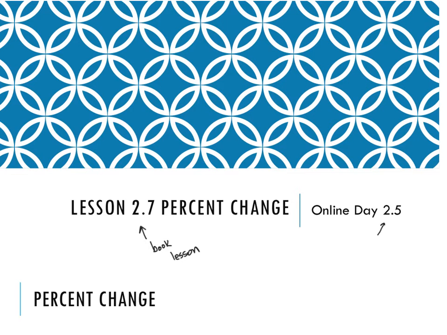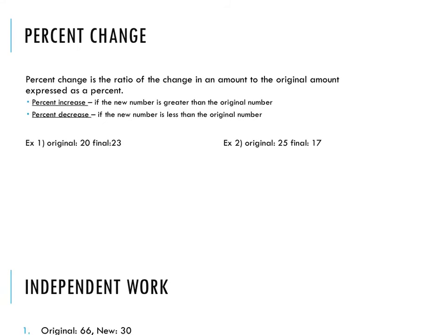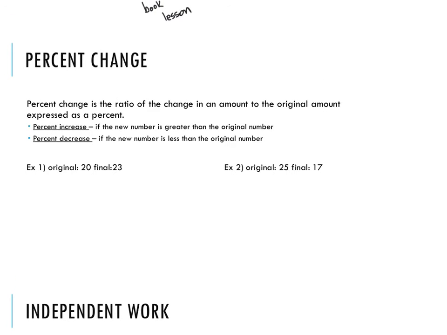Let's get started. Now the first thing you got to know about percent change is the definition. Sounds obvious? I know. And the definition of percent change is the ratio of the change in an amount to the original amount, expressed as a percent. Okay, but it's mainly the change between the 2 amounts, the old one and the new one. Now, when your new number is greater than the original number, that's percent increase. When the new number is less, that's percent decrease.